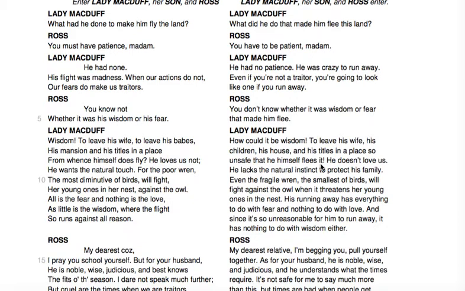Lady Macduff says it doesn't make any sense. He's leaving everything that's his behind. He's leaving it at the exact place that he knows isn't safe. She says that he's not doing it out of love. He lacks the natural instinct to protect his family. Even the fragile wren, the smallest of birds, will fight against the owl when it threatens her young ones in the nest. He's running away, and it has everything to do with fear and nothing to do with love. And since it is so unreasonable for him to run away, it has nothing to do with wisdom either.